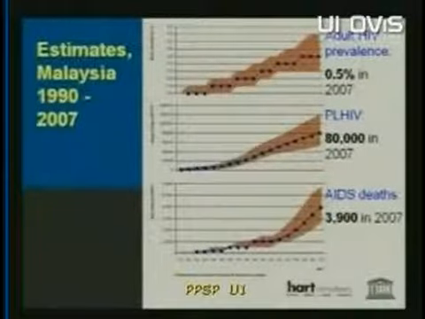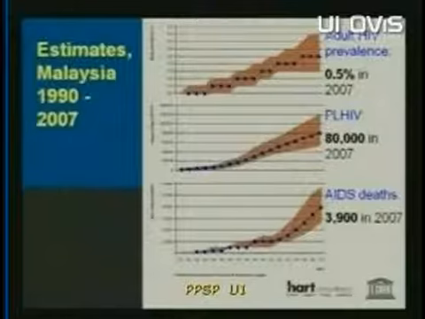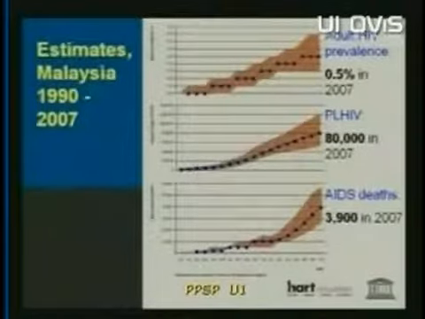100,000 in 2007, and the number of AIDS deaths was about 4,000 in 2007. The thing with these estimates is that it's probably an underestimate, considering that by the end of 2008, we were already seeing over 80,000 people living with HIV among reported cases alone.